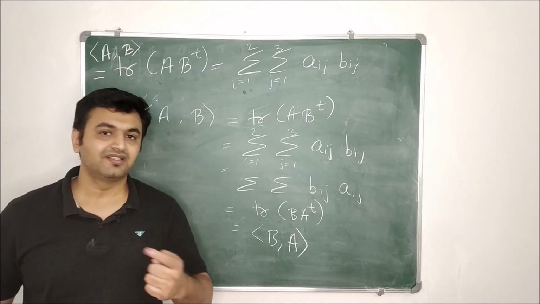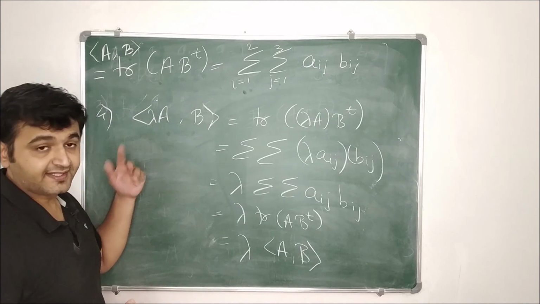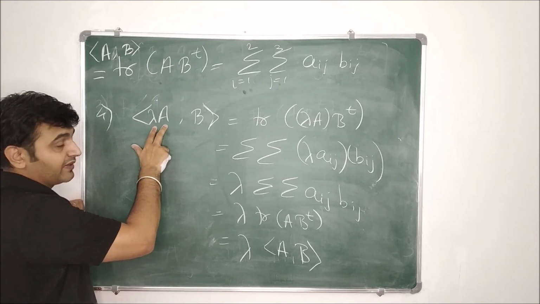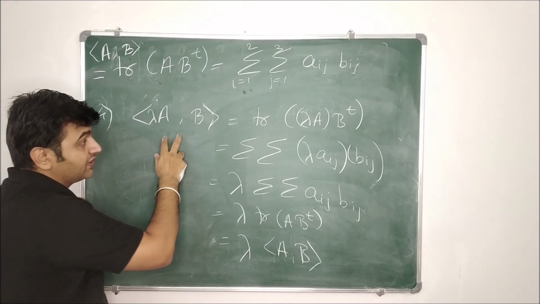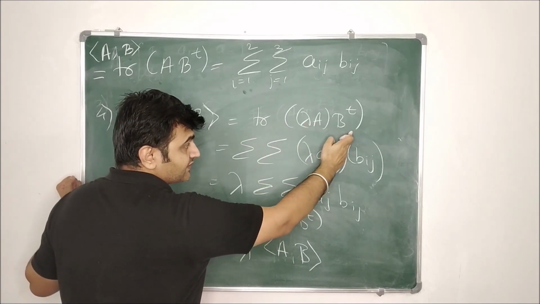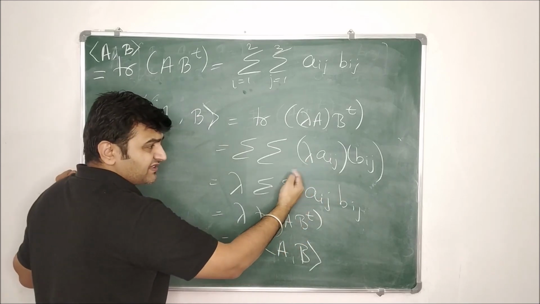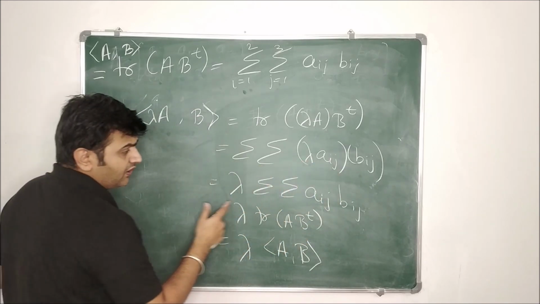Now let's go for the last one, and the last one is the scalar property. So you can take out the scalar outside. So what is inner product of lambda A plus B, where lambda is a real number? It is trace of lambda A B transpose, but by definition this is lambda Aij into Bij. Lambda is a number, so you can take out lambda outside. And what is this?